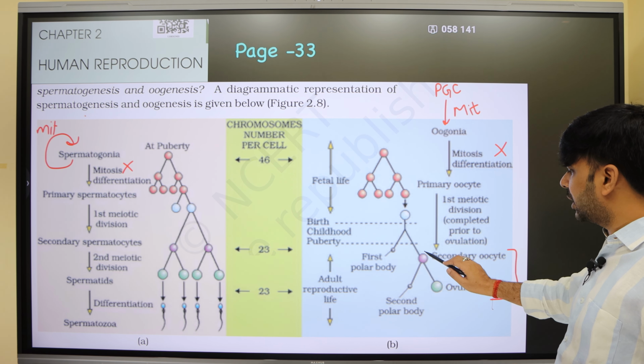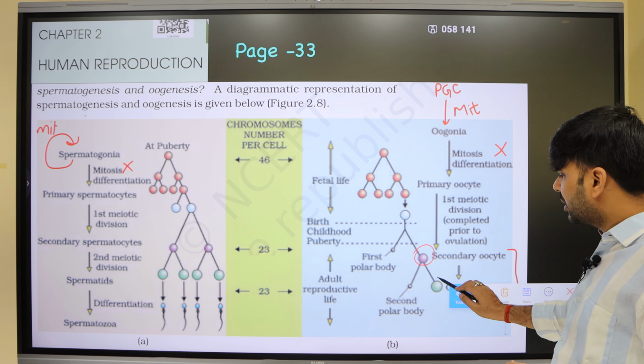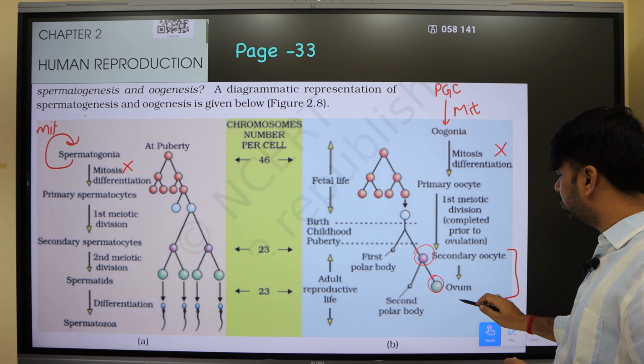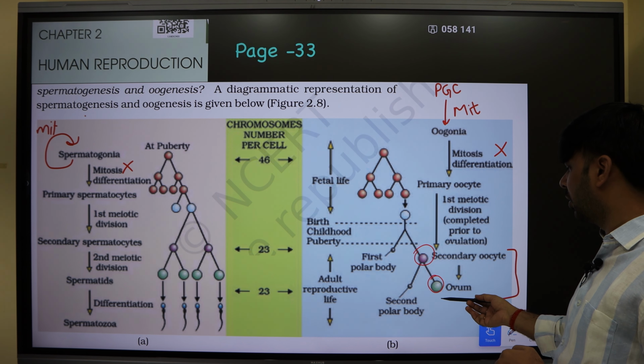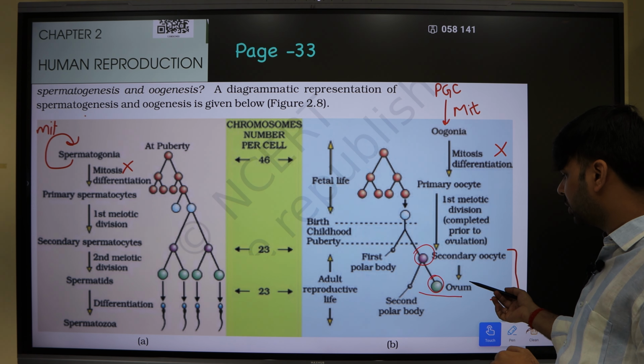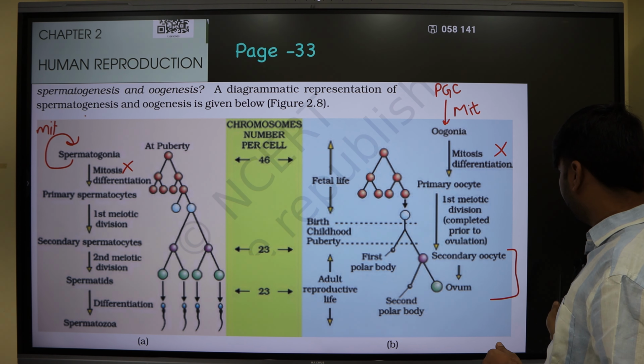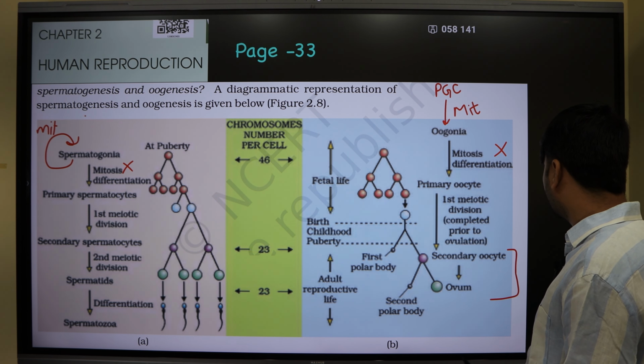And what we discussed in part 2, secondary oocyte is converted into ovum. Secondary oocyte, when it enters the second meiotic division and completes the second meiotic division, forms the ovum.